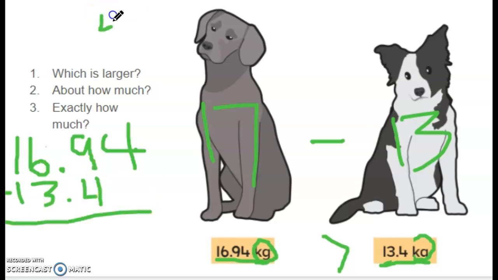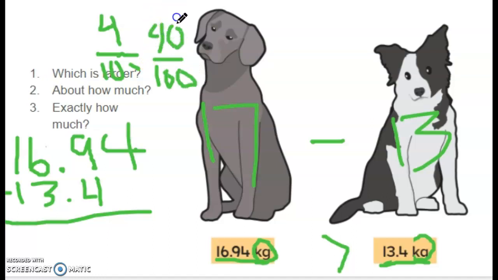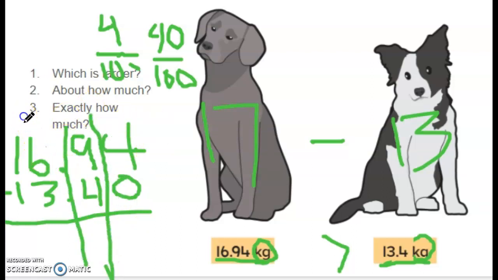Remember, 4 tenths is the same as how many hundredths? 40, because each of those tenths represents 10 hundredths. So 10, 20, 30, 40. So I'm going to add a 0 here. Now we're going to subtract. If it helps, we can draw a line separating our place value so we can keep it all lined up.